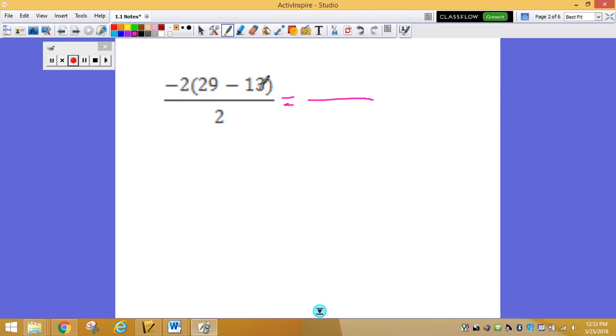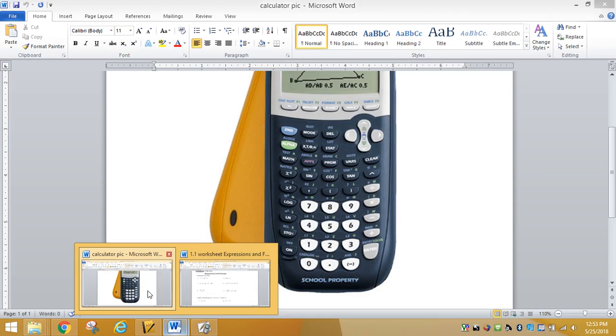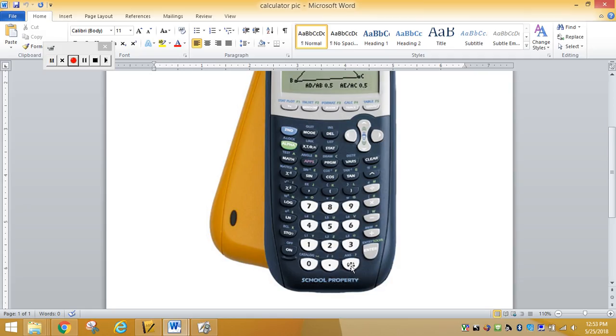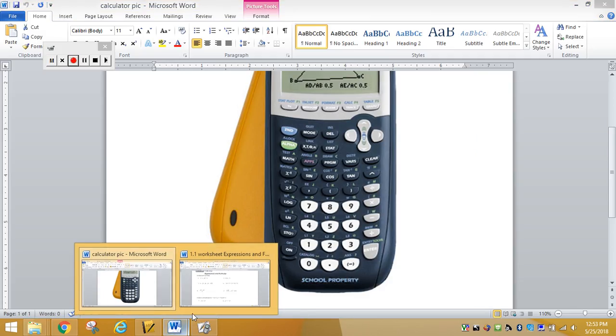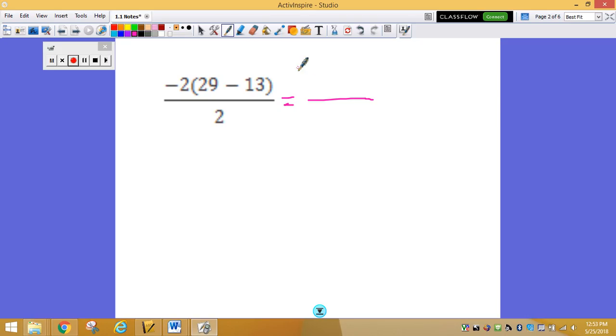So let's just type in the top. You're going to type in -2. Now there is a difference between a negative and a minus. Let me show you. To type in -2, the negative button is right down here at the bottom. So you're going to type -2. Okay? So -2, and then a parentheses, and then 29 minus 13. So on top we should get -32.